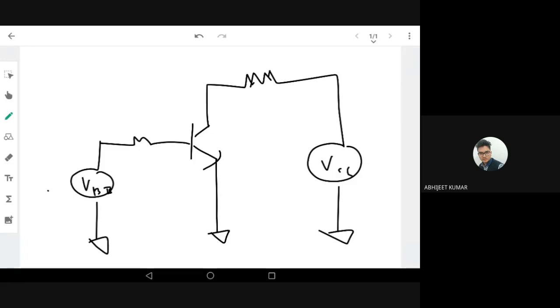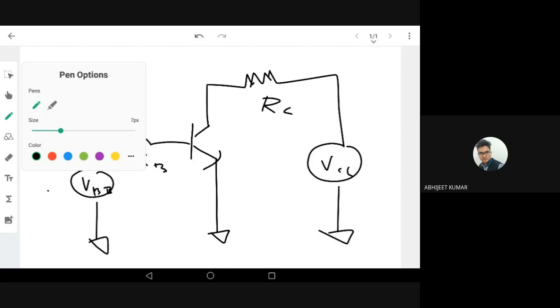So this is RB, this is RC. As we already discussed, we are showing here only the DC points of a transistor. We are not discussing the AC right now. But if you need to know how it works, it is working like this. How do we give the AC? AC is given like this.